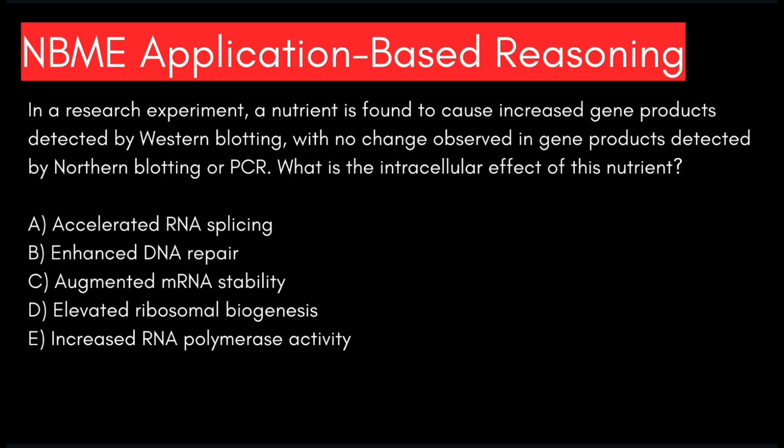In a research experiment, a nutrient is found to cause increased gene products detected by Western blotting with no change observed in gene products detected by Northern blotting or PCR. What is the intracellular effect of this nutrient? Once again, snowdrop. Okay, I think I gave you guys enough time here. Pretty first order question. If you need more time, please feel free to pause the video. Moving on now.